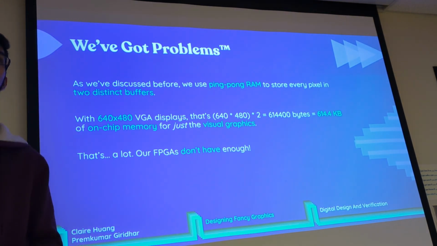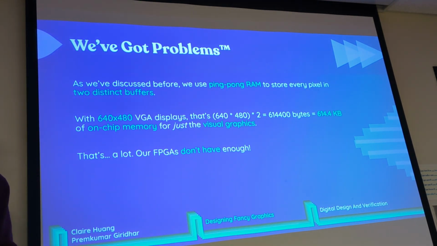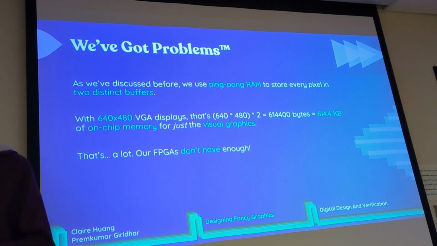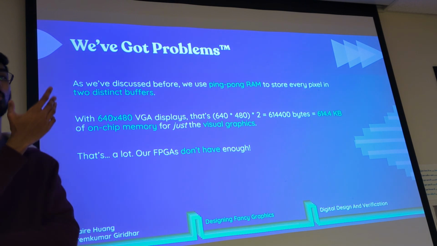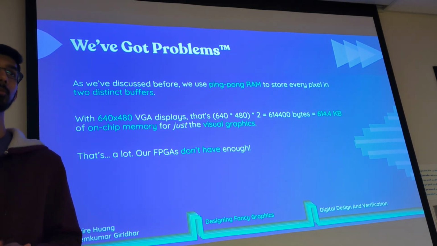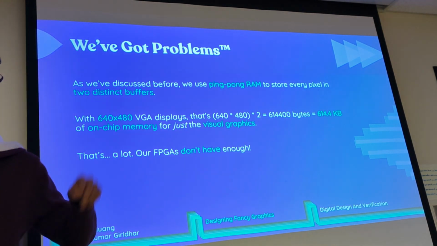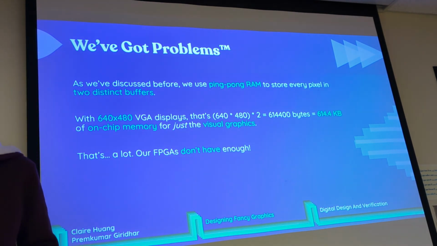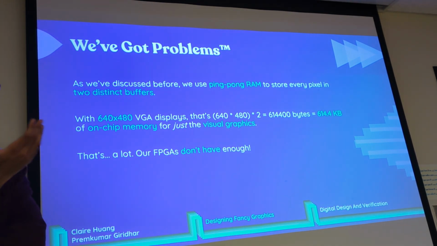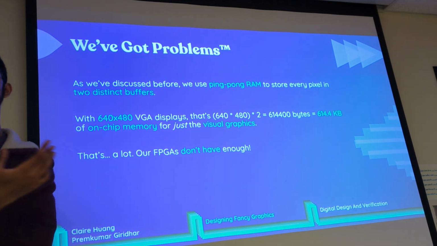As we've discussed before in lecture 5 particularly, we use ping-pong RAM to store all of the pixels that go onto the display. Using ping-pong RAM, this double buffering method, allows us to eliminate screen tearing. A 640 by 480 VGA display is a very large number of pixels, specifically 614,000 bytes for 2 buffers. That is a lot of memory, and typically we use the on-chip memory on the FPGA, which is not going to be enough to store all of this.